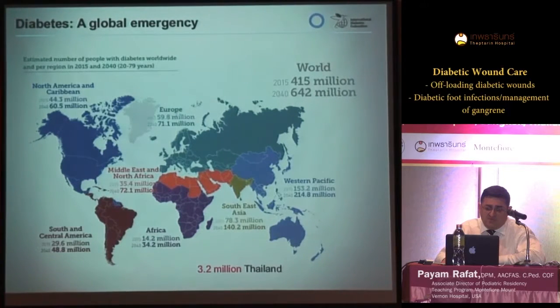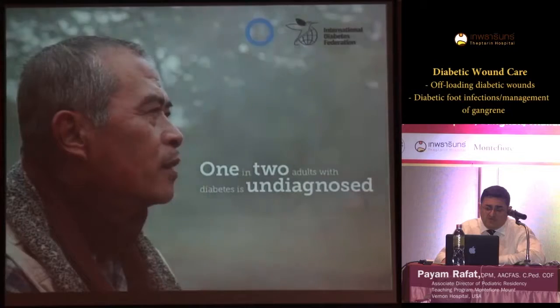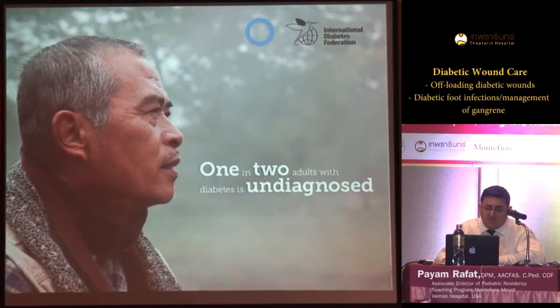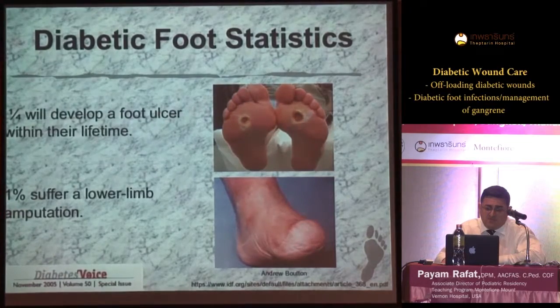According to the International Diabetes Federation, diabetes is a global emergency. There are millions of diabetics all across the world, and the numbers are dramatically increasing year after year. 1 in 11 adults has diabetes, and that's increasing. 1 in 2 adults with diabetes is undiagnosed. A quarter will develop foot ulcerations within their lifetime. Approximately 1% suffer limb amputation.